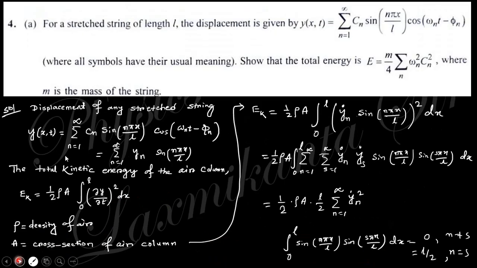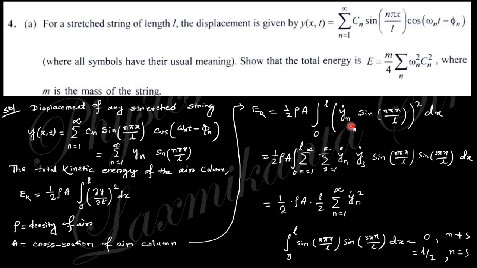Next question says, for a stretched string of length L, the displacement is given by this one. This is the displacement of a stretched string. Find the total energy. So, for this displacement, kinetic energy is nothing but half rho A into del y by del t, whole square, where rho is the density of the string and A is the cross-section area.